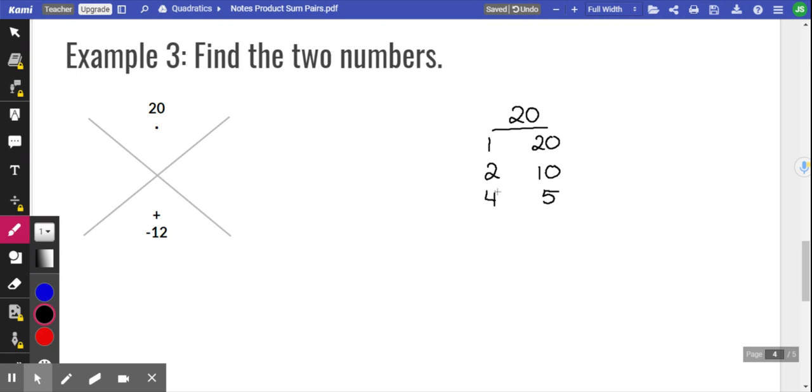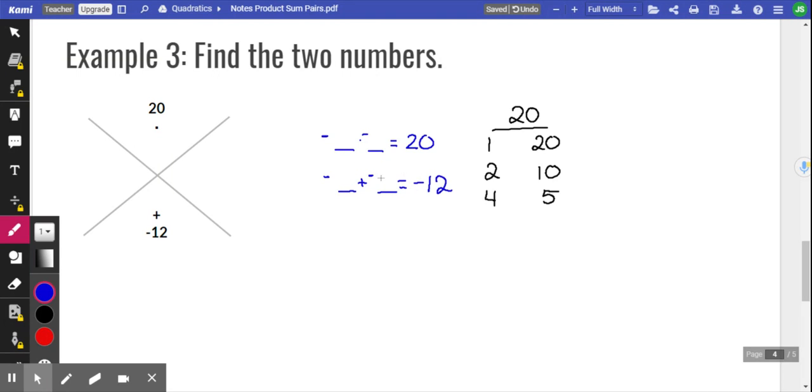So for this one, it's a little bit different. We're multiplying this time to be a positive 20, but when we're adding to be a negative 12. So when we think back to the rules that we learned back in middle school about integers, when you're multiplying integers, in order for them to wind up being positive, that could be a positive number times a positive number, or it could be a negative times a negative. So that's what we're looking for here.